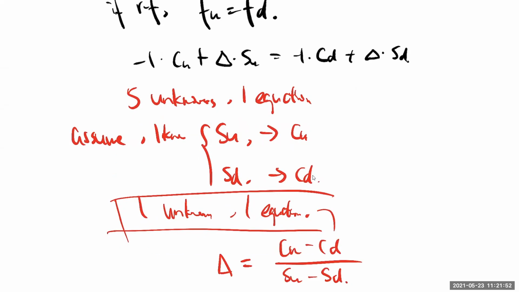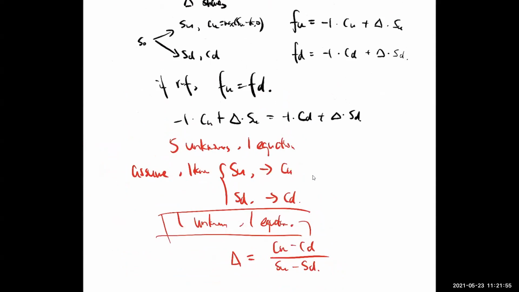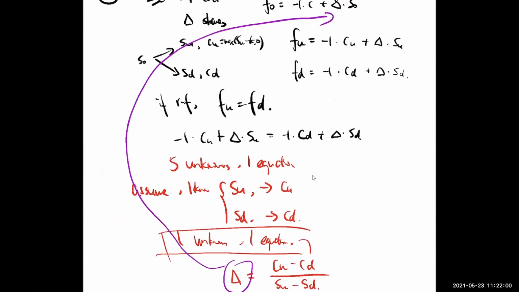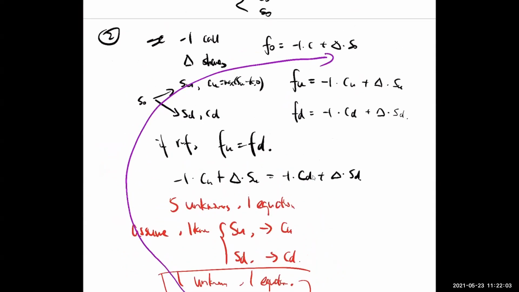And now you can bring delta back to here. Why can you bring delta back to here? Because now F0 equals FU e to the minus rT, because it's a risk-free asset. F0 equals FU e to the minus rT. And delta is calculated. Spot price is observed. What are we trying to find out? It's C. That's it. You can solve for C.